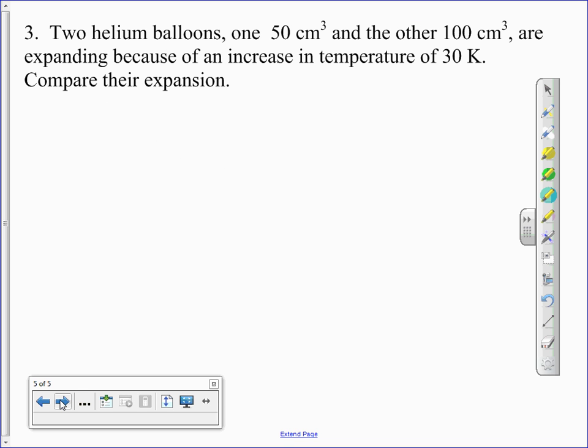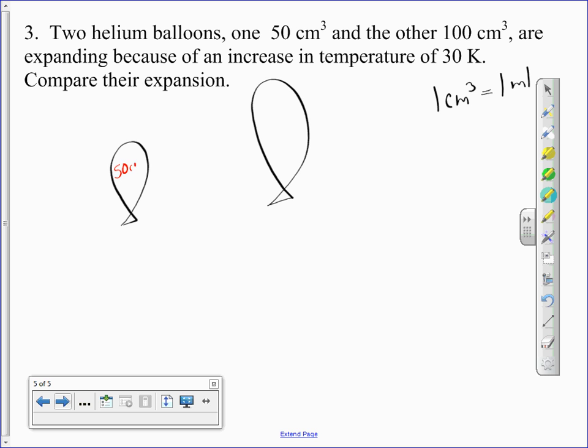This example is a comparison of balloons, and you'll notice that the units are not in milliliters, nor are they in liters. They are now in centimeters cubed. 1 centimeter cubed, by definition, is 1 milliliter of water, assuming that the centimeters cubed is also water. So these balloons, and I don't know that you need to draw them, but it's a little bit more fun that way, have a certain amount of space that they take up.